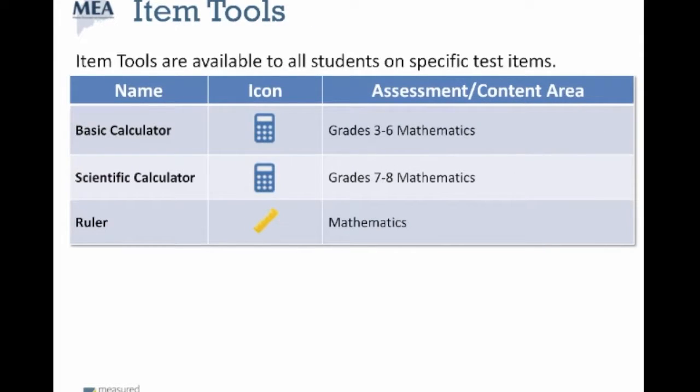Item tools are available to all students on specific test items. On the grades 3 through 6 math tests, some items give students access to a basic calculator. On the grades 7 through 8 math tests, some items give students access to a scientific calculator. And then on various items throughout all grade levels of the math tests, students will be given access to a ruler.